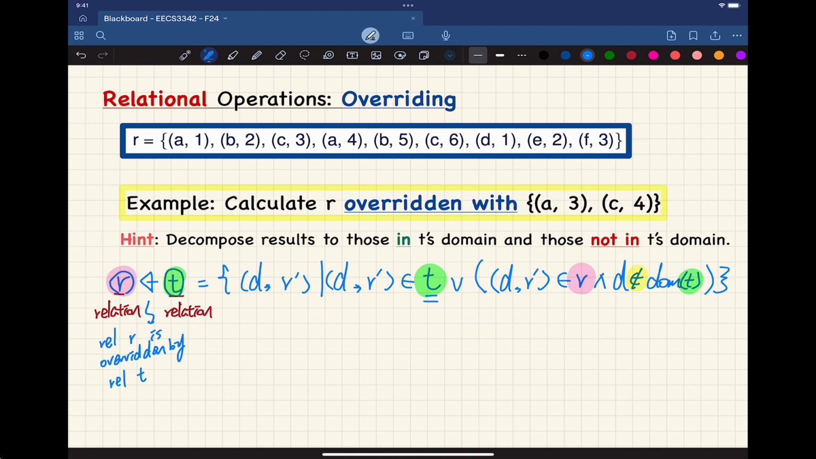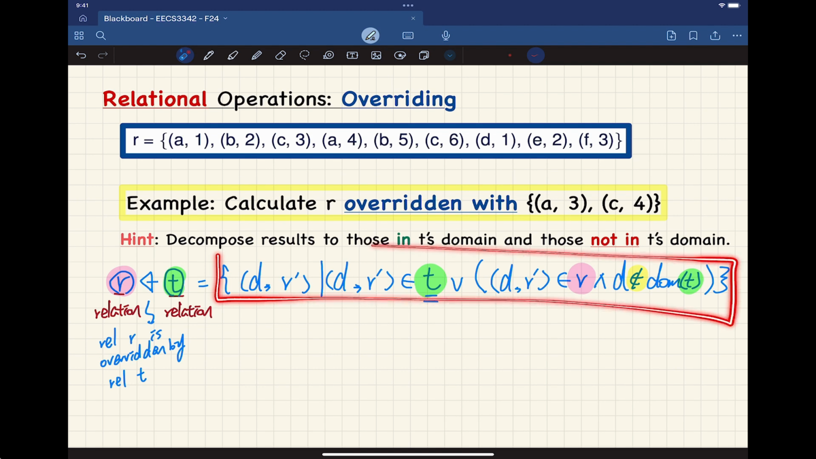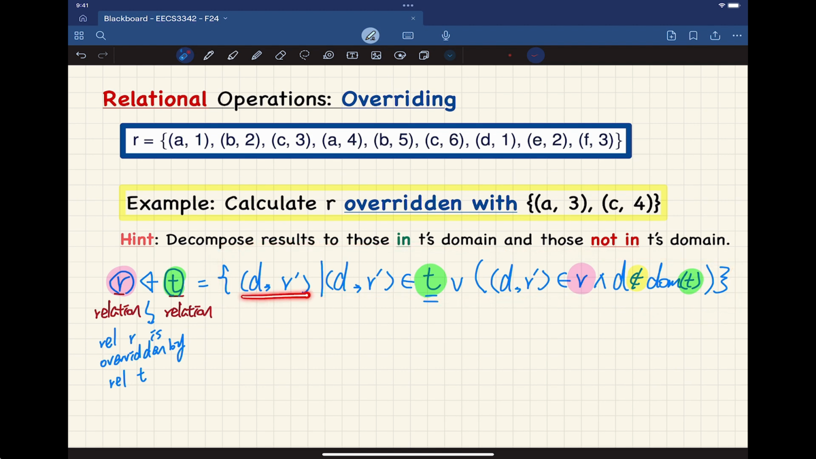Okay? How do we see that's a relation? You can see from this set comprehension expression here, to the left of the vertical bar is an ordered pair. So the result is going to be a set of ordered pairs. So it's a relation. And we say that there are 2 parts over here. This will be part number 1. This will be part number 2.